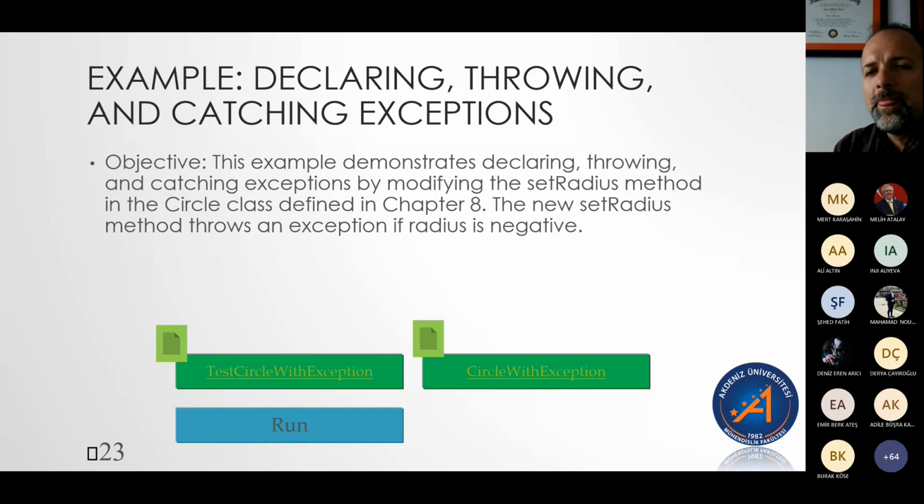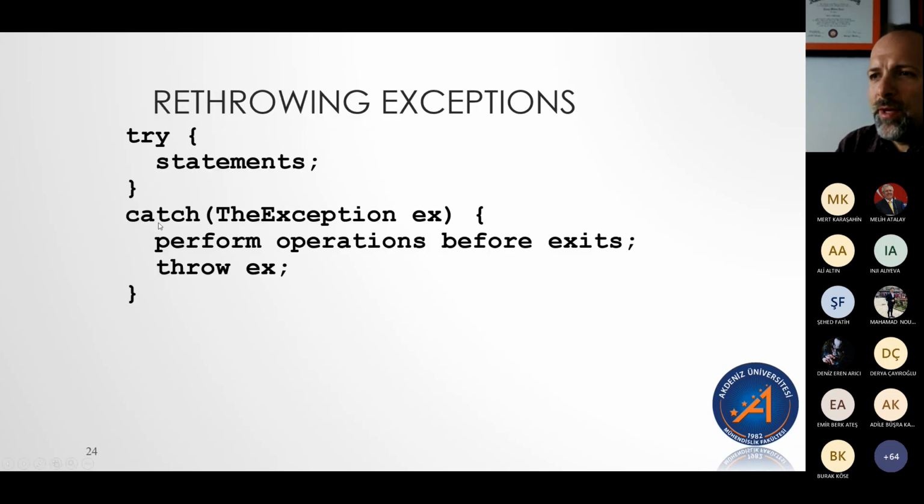Right. So there is a way that after processing an exception, we can throw it again. We can say, I know that the exception occurred, I know I did some stuff with it, but I want to rethrow it. I caught it, now I want to throw it again. All right, so let's see what happens with this.